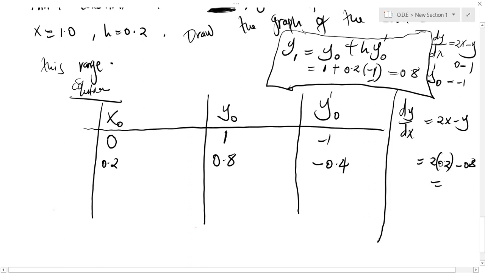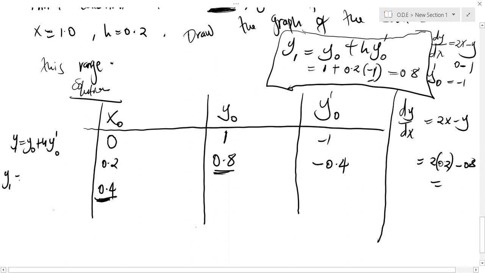Interval is 0.2. So from 0.2, we go to what? 0.4. So at x naught is 0.4, what is our y naught? Our y naught is 0.8. So can we fill the table? The formula is y1 is equal to y naught plus h y naught prime, guys. So what's our y1 in this particular case?